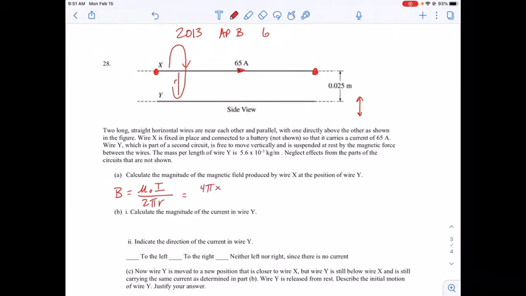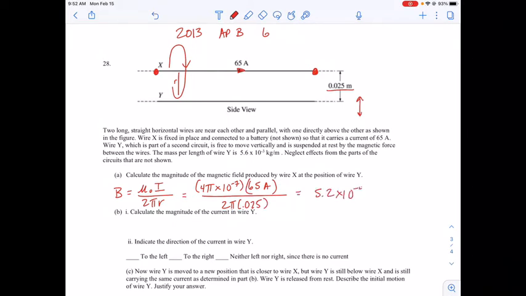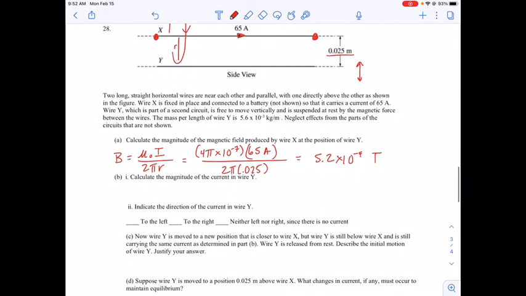So we've got 4 pi times 10 to the negative 7th. That permeability value is given. The current is 65 amps. And then 2 pi, and the radius is, let's see, this is 0.025 meters. That's our radius. So I'll plug that into a calculator, and I get 5.2 times 10 to the negative 4th Tesla. Okay, part B. Calculate the magnitude of current in wire Y.